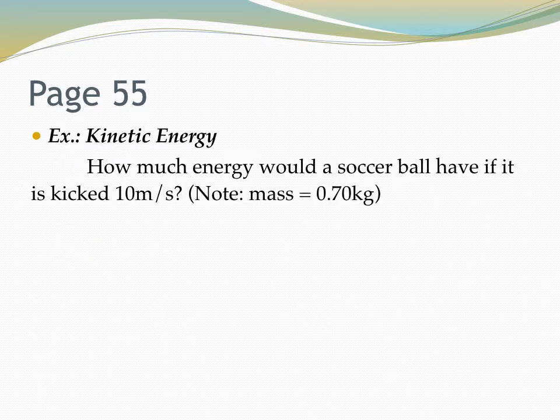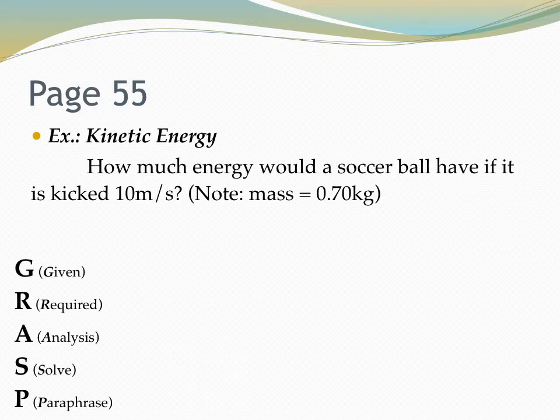Okay, let's get to work. So, how much energy would a soccer ball have if it is kicked at 10 meters per second, with the note that the mass of the ball is 0.70 kg? So, as usual, we'll start with our old friend GRASP. And out of GRASP, we will figure out that this thing has a velocity of 10 meters per second and a mass of 0.70 kg.